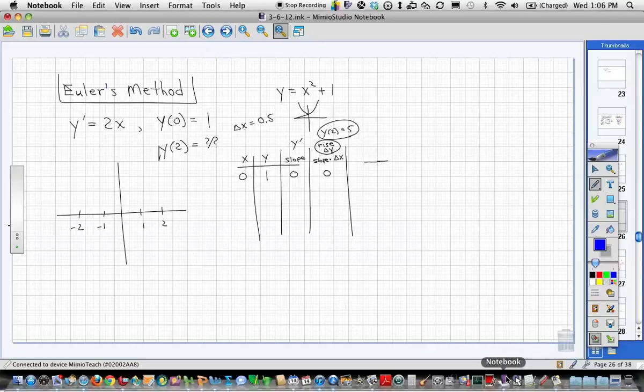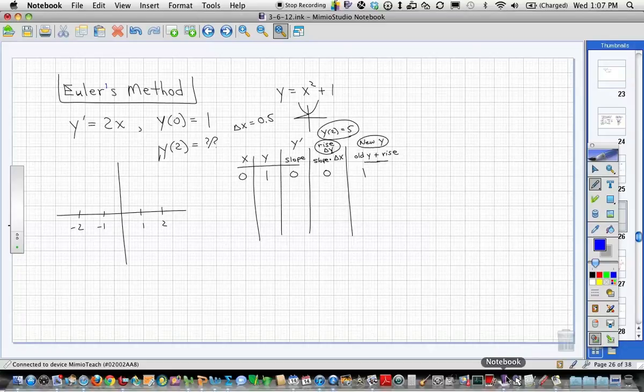Last column, and you probably wouldn't have to have this column, but your new y. Your new y is the old y plus the rise. The old y plus how much you rise. So we rose 0 from our old y of 1, so we're still at 1.